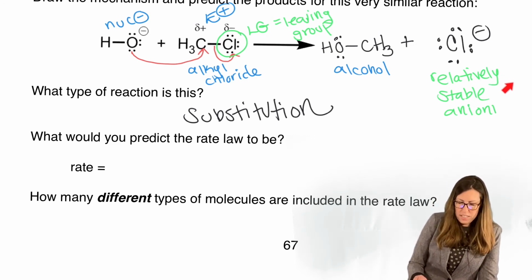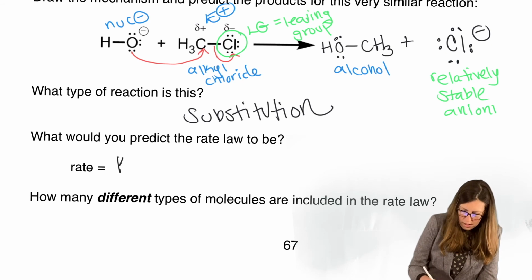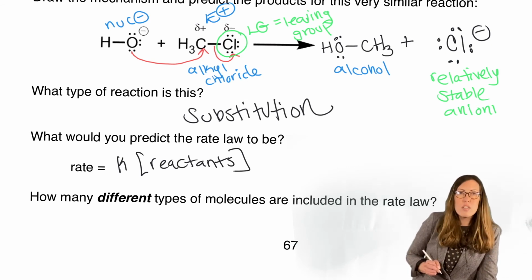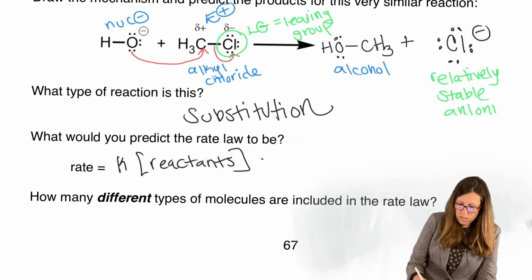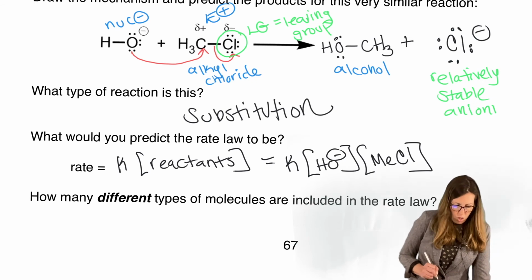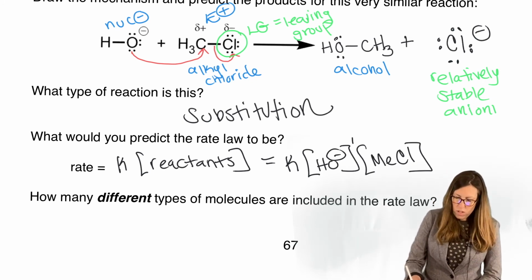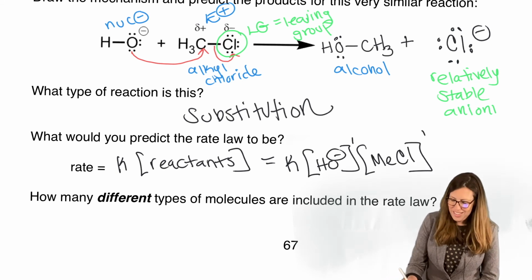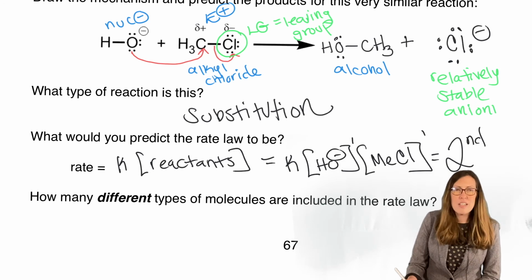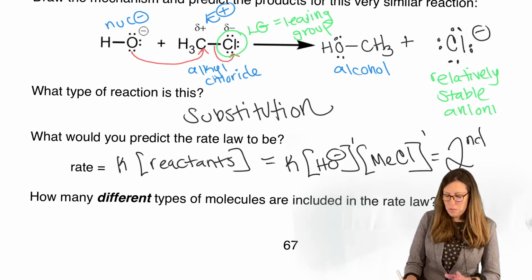Okay, rate law. Remember, rate equals k times concentration of reactants. How many reactants do we have? We have 2. So we have k times hydroxide times methyl chloride. What does that mean? They each have an exponent of 1. Remember this, perhaps? What is the order? If it was only one reactant, it'd be first order. 2 of them, we now have second order.